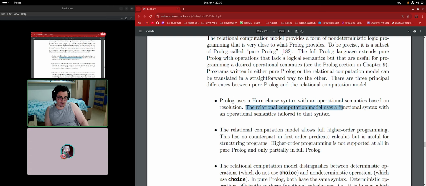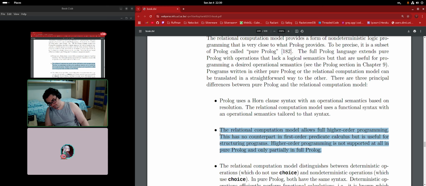The relational computation model uses a functional syntax because, again, you can go back and forth between the logic world and the normal stateful or declarative world with an operational semantics tailored to that syntax. But this is more of a difference between these relational programming implementations and Prolog. The relational computation model allows full high-order programming. This has no counterpart in first-order predicate calculus, but it is useful for structuring programs. High-order programming is not supported at all in pure Prolog and is only partially in full Prolog.